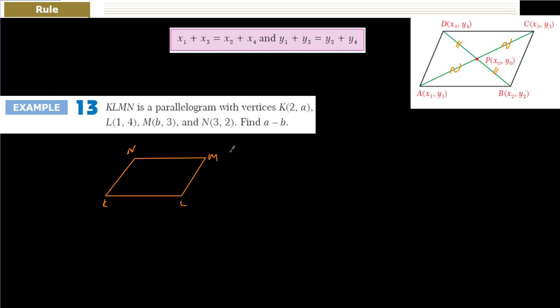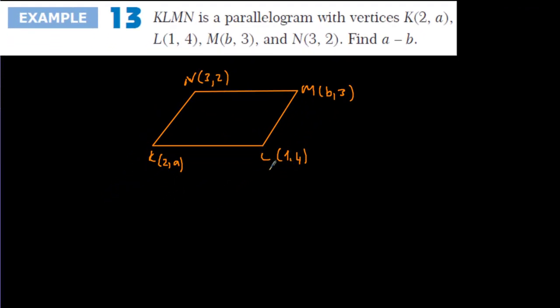The coordinates are: K is 2 and a, L is equal to 1 and 4, M is equal to b and 3, and N is equal to 3 and 2. So as I mentioned before, x1 plus x3, which means that this is x1, y1, x2, y2, x3, y3, and x4, y4.